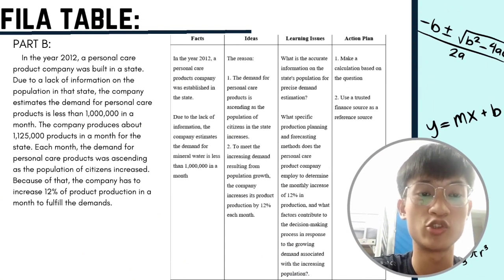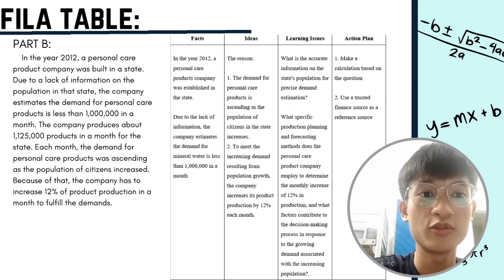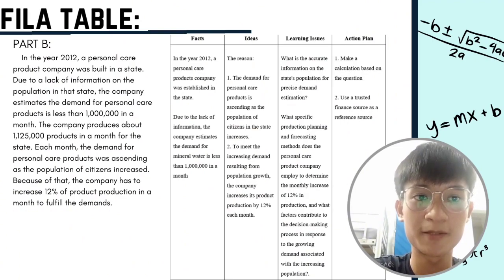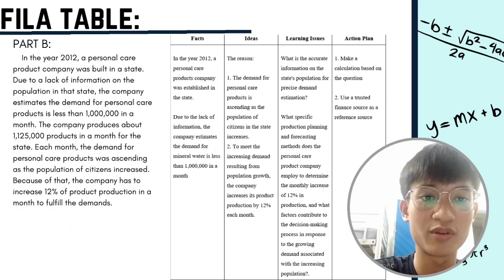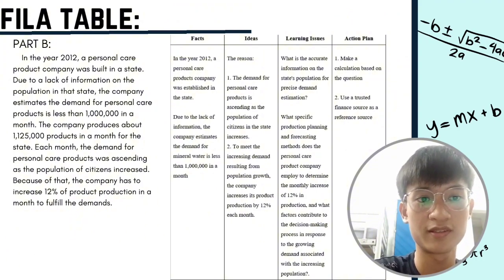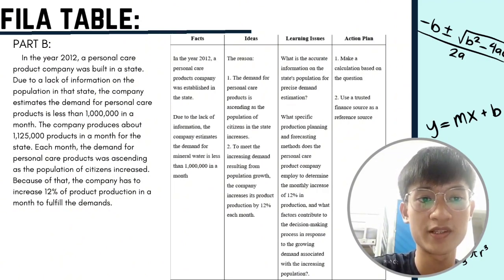Part B we have is geometric progression. So in the year 2012, a personal care product company was built in a state. Due to the lack of information on the population in the state, the company estimated the demand for personal care product to be less than 1 million in a month. The company produced about 1,125,000 products in a month for the state. Each month, the demand for the personal care product was ascending as the population of the citizens increased. So because of that, the company has to increase 12% of product production in a month to fulfill the demand.